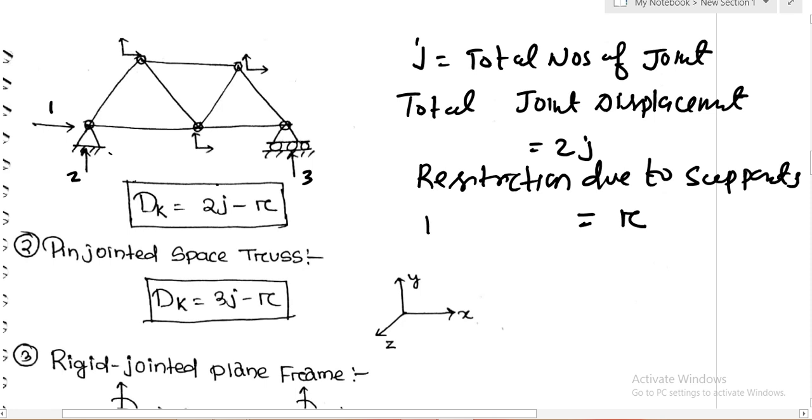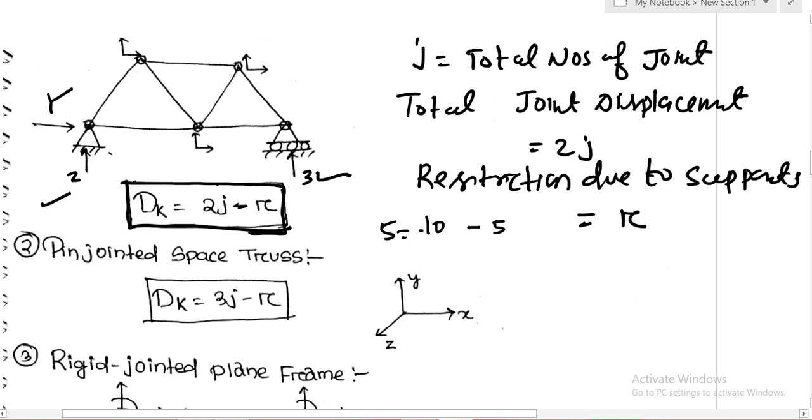Like when you have 10 rupees and you have spent 5 rupees, how many rupees do you have left? This is 5. Similarly, the total independent displacement is 2 times j, and out of this, these are the restricted part. This joint cannot move in this direction, this joint cannot move in this direction, and this joint cannot move in this direction. So Dk, the kinematic indeterminacy of a structure, is 2j minus R for a pin jointed plane truss.